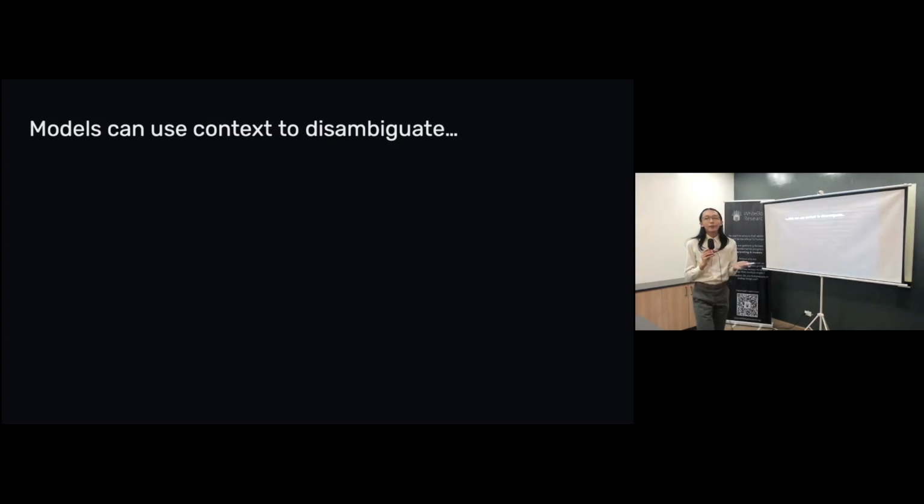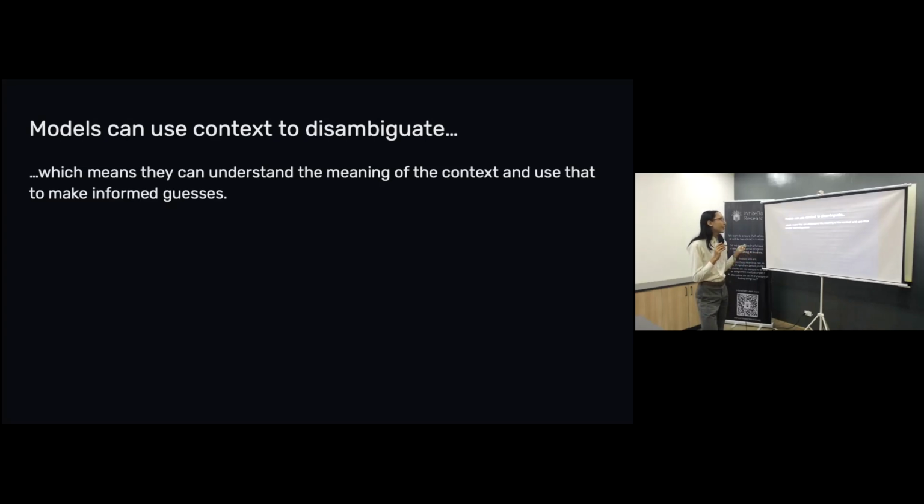Right. So we already know that models can use context to disambiguate, right? Because they can produce text that is sensible to us. They use words in the same way that we do. So clearly they have the capacity for it, which means that they can understand the meaning of that context and use it to make informed guesses, right? I mean, if you understand a little bit more about transformers, with what Clark said, they want to minimize the loss. They want to be able to predict the next token with as much accuracy as possible. So that is how they do it.